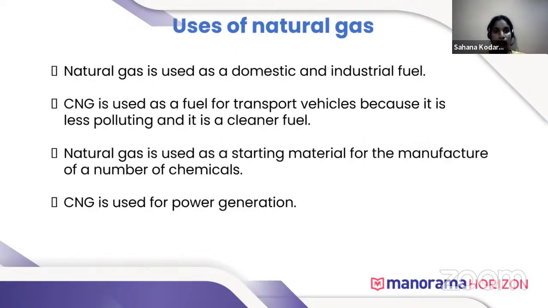Okay. Next, we'll move to the uses of natural gas. Natural gas is used as a domestic and industrial fuel. CNG is used as a fuel for transport vehicles because it is less polluting and a cleaner fuel. Natural gas is used as a starting material for the manufacture of a number of chemicals. CNG is used for generating power, that is power generation. These are the uses of natural gas.